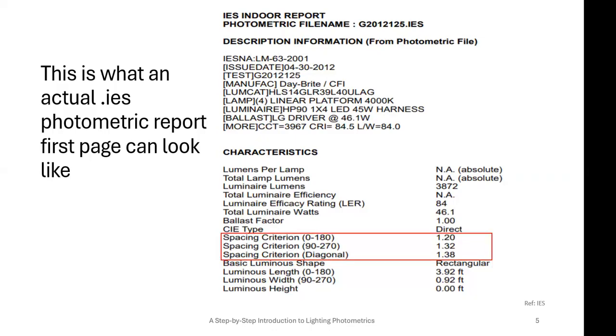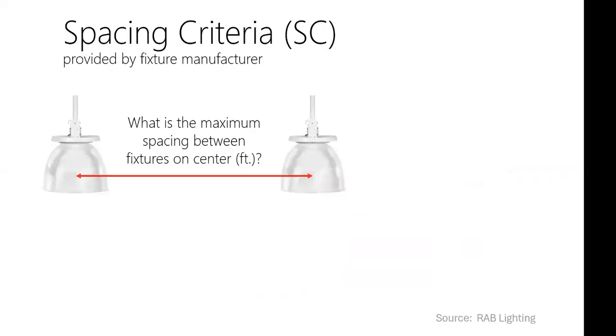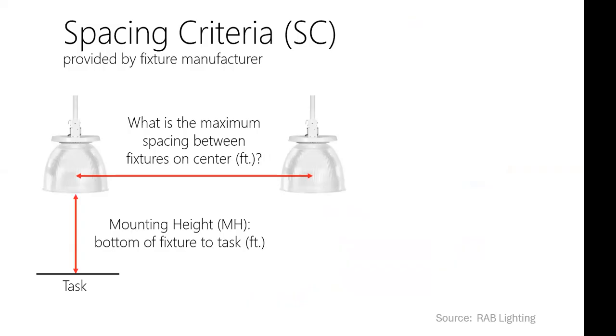And then the spacing criteria, let's drill a little bit more into this. The spacing criteria is from the center of one luminaire to the center of the other luminaire in feet. The mounting height is from the bottom of the luminaire to the horizontal work plane. We will typically have a spacing criteria, or sometimes it's called spacing to mounting height. There is one more aspect to spacing criteria, a third one that we sometimes use, but the most prominent two that we use are the spacing lengthwise and widthwise.